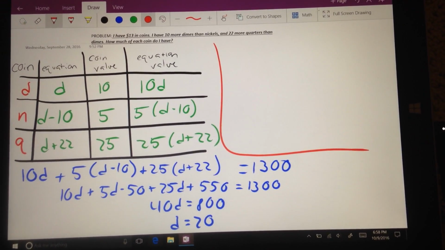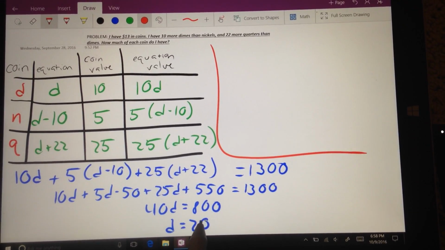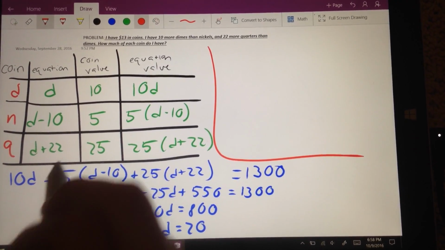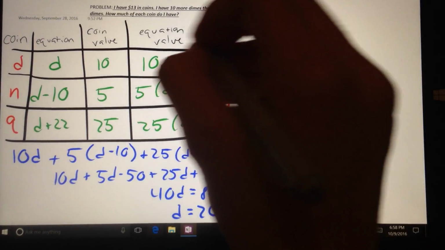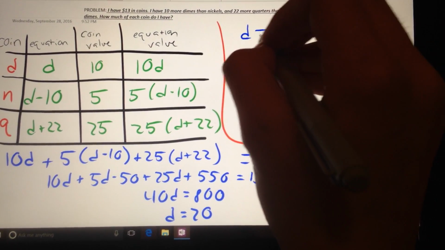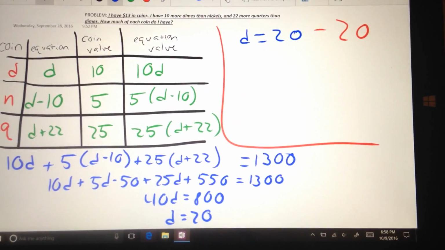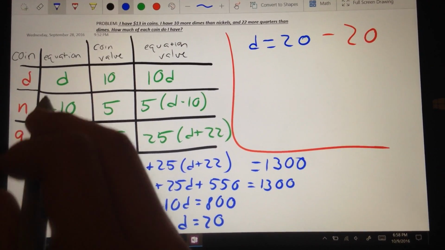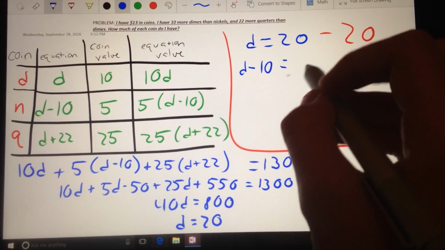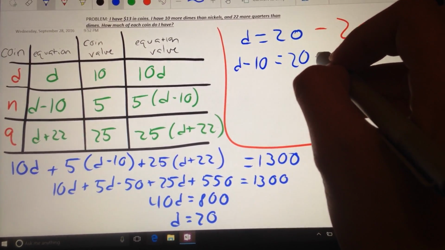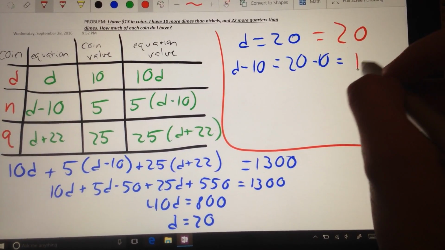The number of every coin was based off of how many dimes there were, so we will now plug the number of dimes, 20, into each equation that we originally had. So, the number of dimes equaled d, which we now know equals 20. There were 20 dimes. The total number of nickels was 10 less than the number of dimes, which was d minus 10. We now know that d equals 20, so the number of nickels will equal 20 minus 10, which equals 10.